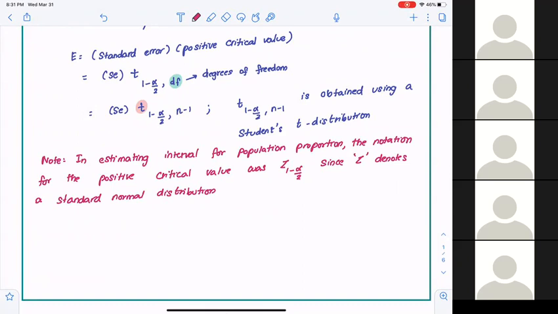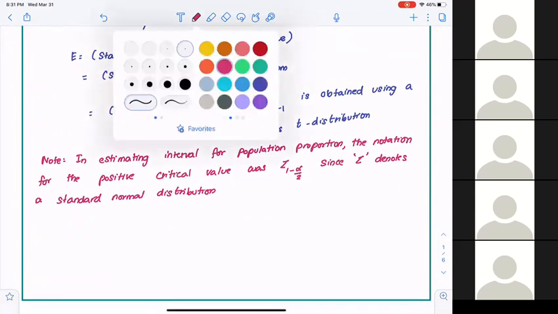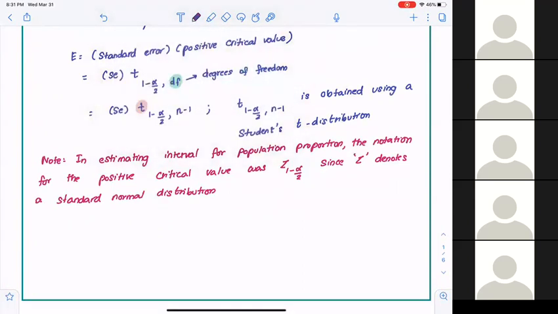The standard error in this case is simply s divided by square root of n, where s is the sample standard deviation. So here, the sample standard deviation is s.